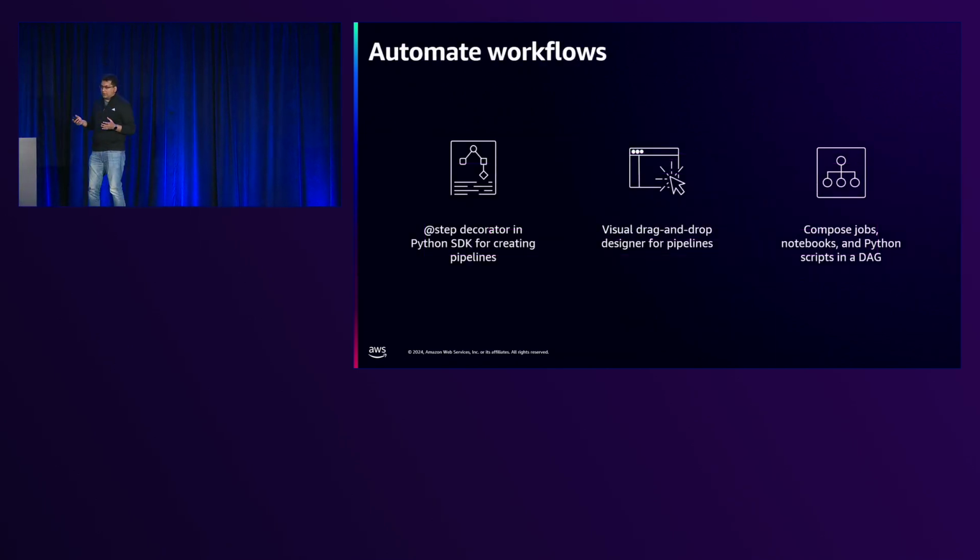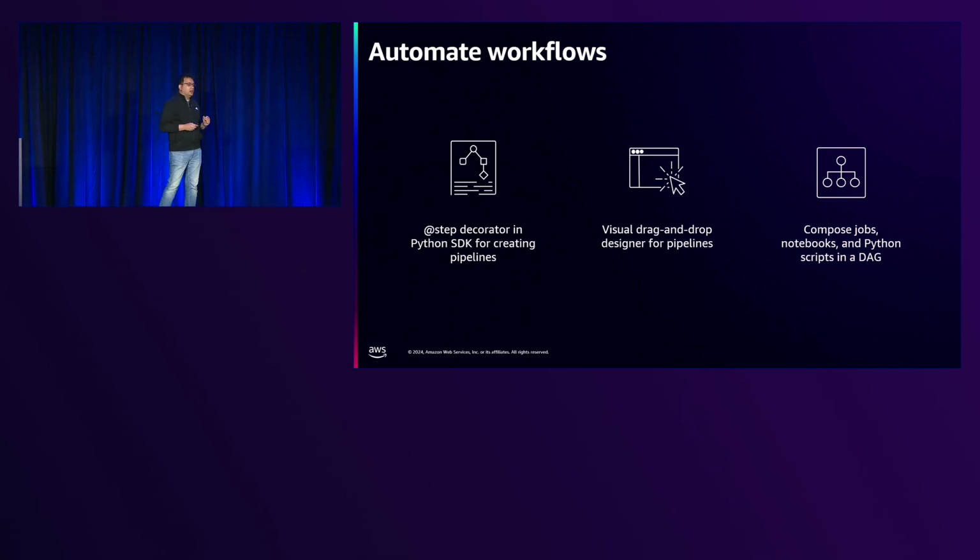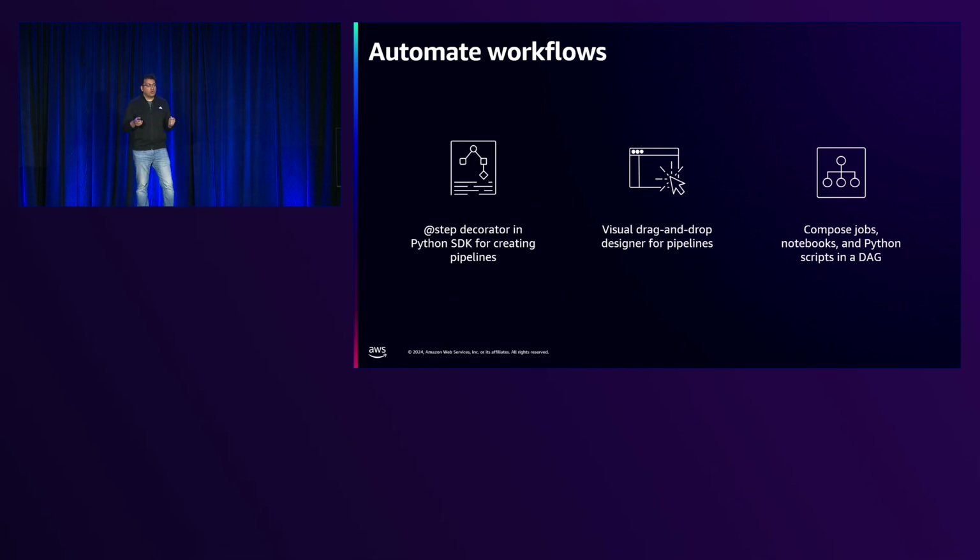Automating the workflow is simple. You can use our Python SDK. It comes with a remote decorator utility where you can annotate the individual steps in your workflow with the step decorator, and it automatically picks up your Python functions and then stitches them into a SageMaker pipeline.